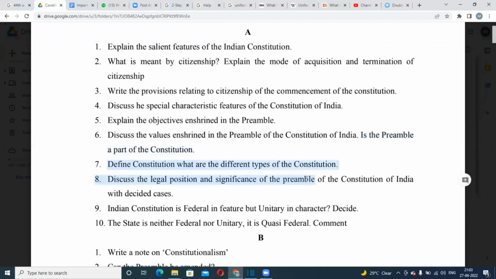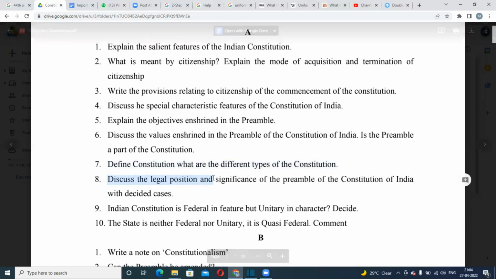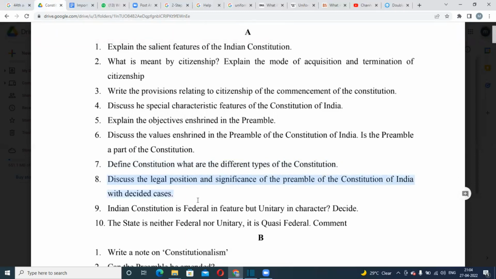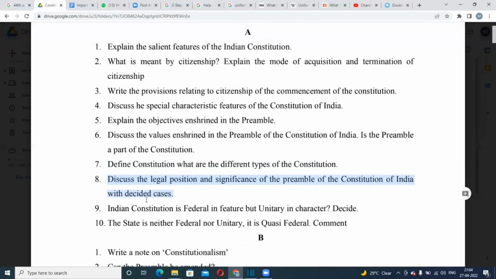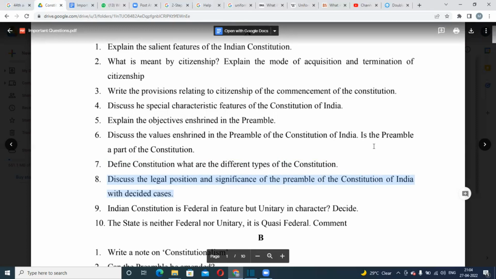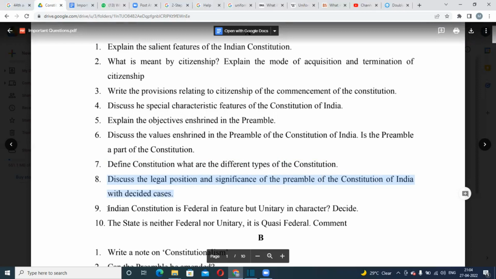Define Constitution. What are the different types of Constitution? This answer is also added in my notes. Different types of Constitution, definition of Constitution. Discuss the legal position and significance of preamble of the Constitution of India with decided cases. This is a bit similar with second part of this question, which is preamble a part of Constitution or not?